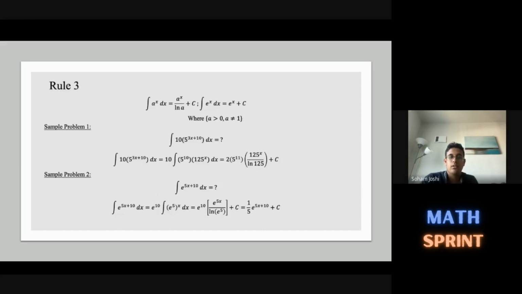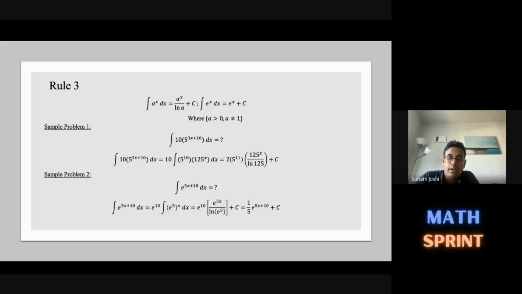All right, the third rule. So if we are integrating a real constant a to the power of x, then we get a to the power of x divided by ln a plus c. Again, ln refers to the natural logarithm, just a reminder. In a special case where the real constant a is the natural exponent e, then integrating e to the power of x gets you e to the power of x plus c. Now check out one of the sample problems.